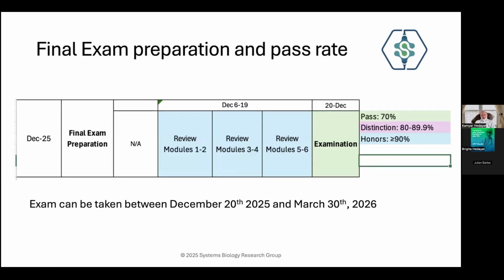Once you've completed the course, it's time for final exam preparation. We recommend taking a few weeks to review the module material. And the exam can be taken anytime from December 20th, 2025 through March 30th of 2026. The pass mark is 70%. You'll receive a mention of distinction if you're between 80 to 89.9%, and honors if you're at or above 90%.